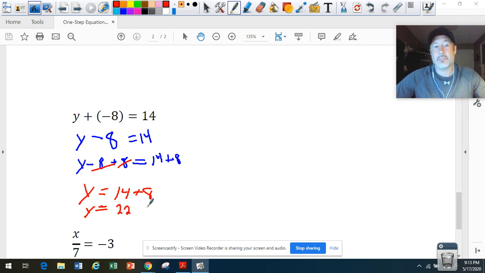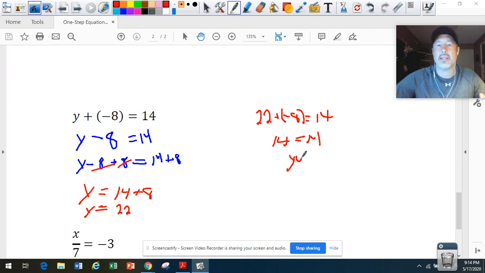Let's see if this makes sense. Let's substitute this 22 in up here for the y. So we get 22 plus negative 8, I'll put this in parentheses, equals 14. Now remember, we're adding, signs are different, which means we subtract them and keep the sign of the larger absolute value. Larger absolute value is 22. So 22 minus 8 is 14. Does 14 equal 14? Of course it does. So that means our answer of y equals 22 is correct.